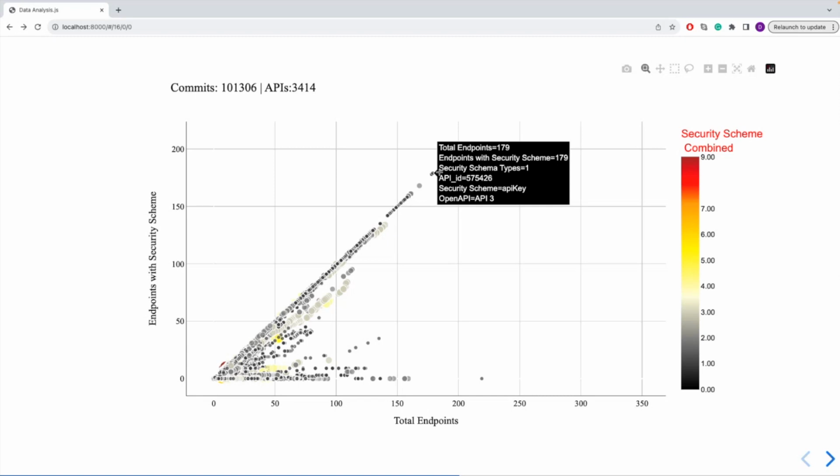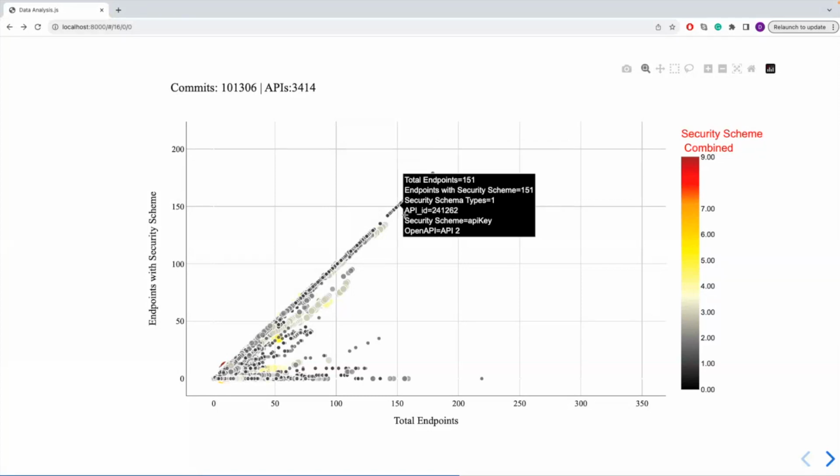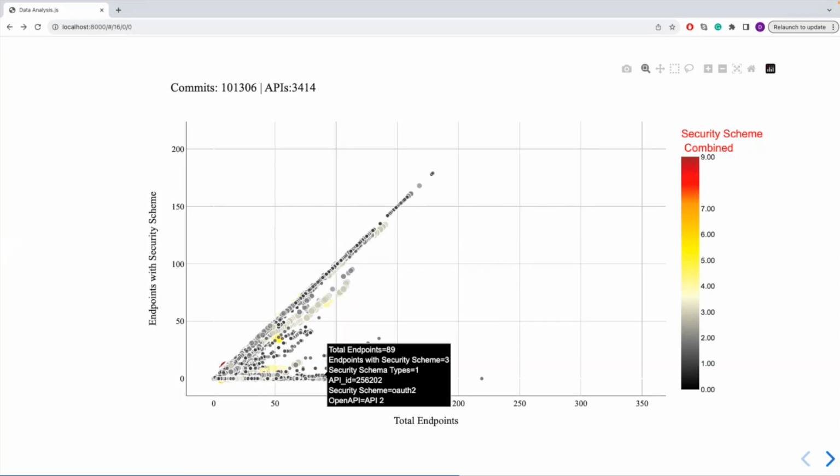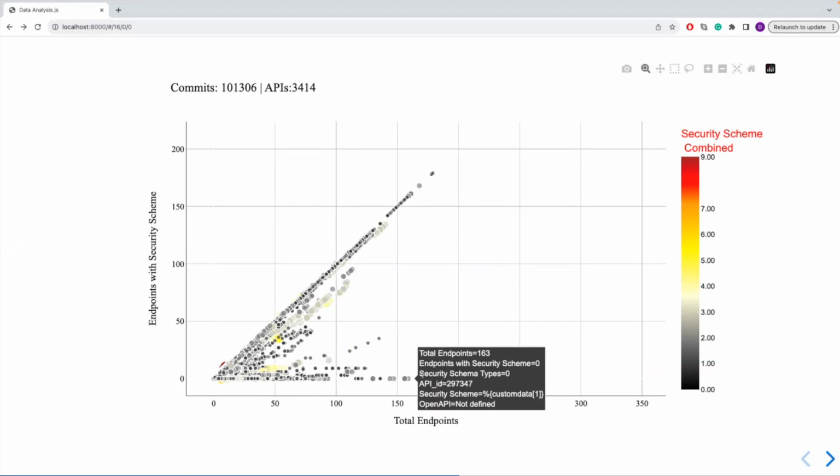For example, that is an API related to legal and juridical processing functions. And we can also see APIs that don't have any security schema defined in their endpoints. So as a next step for my studies, I want to classify these APIs to have a better view of this behavior.